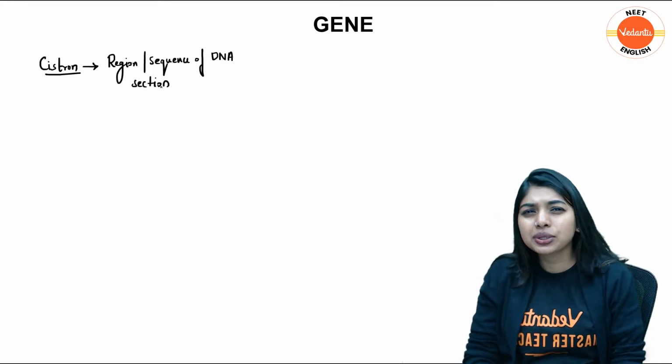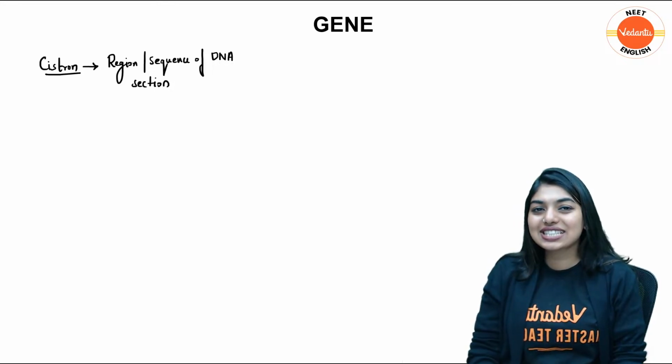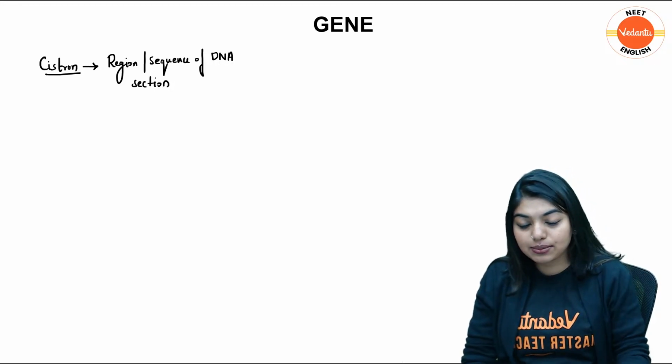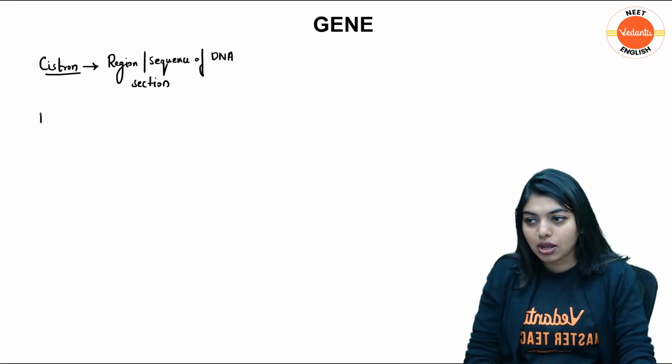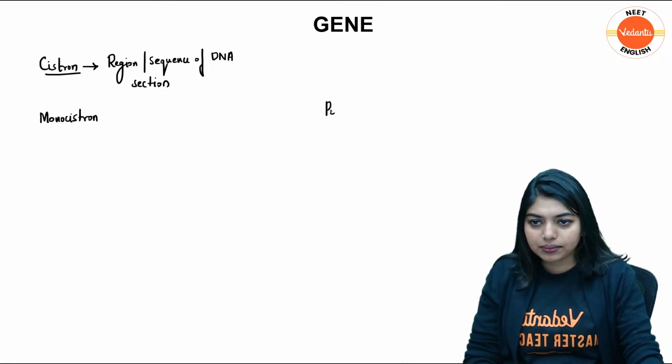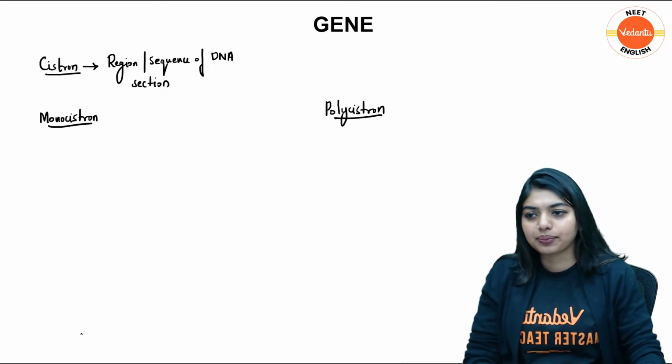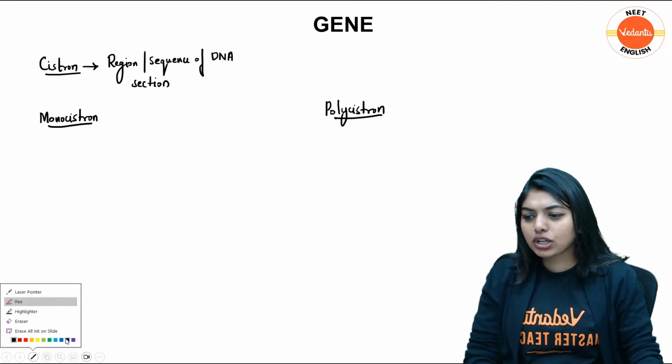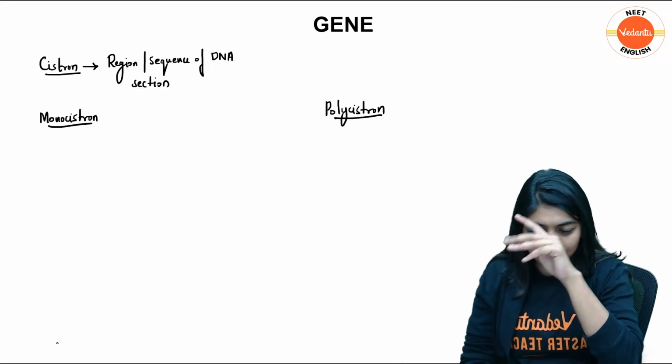You'll be like, ma'am, why are you telling us about this, right? Since cistron is mentioned there in your textbook, and there are two types mentioned, monocistron and polycistron. Monocistron and polycistron. What is monocistron and polycistron?